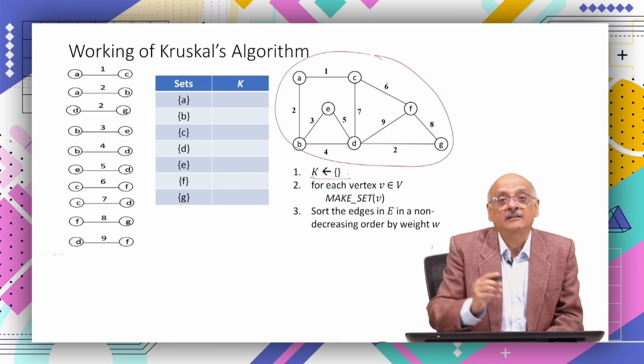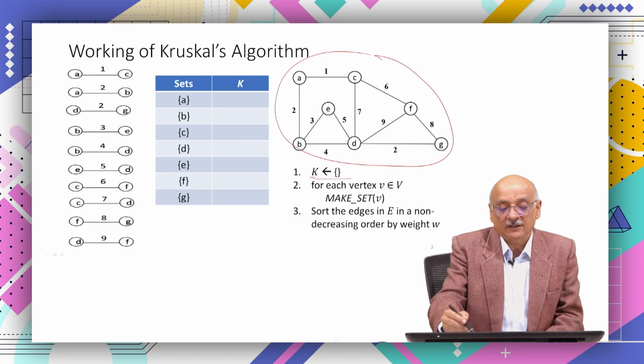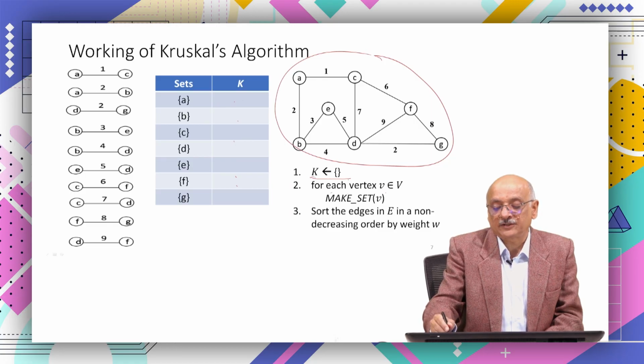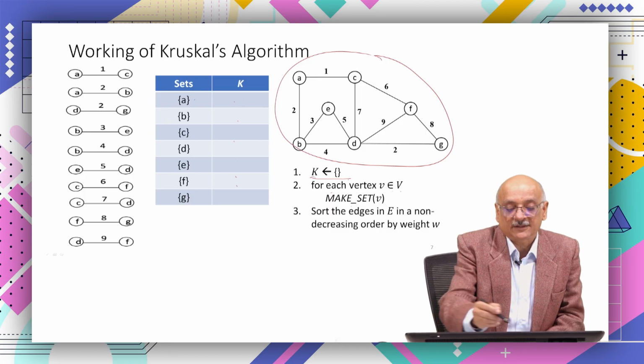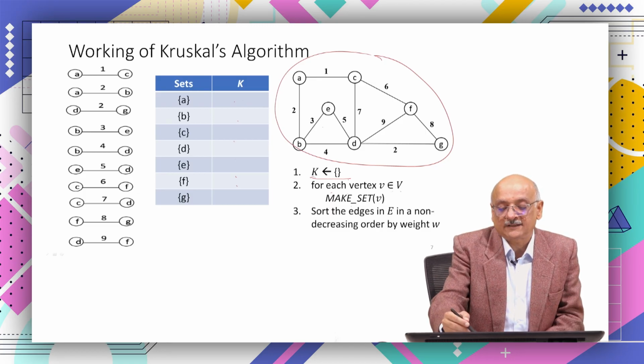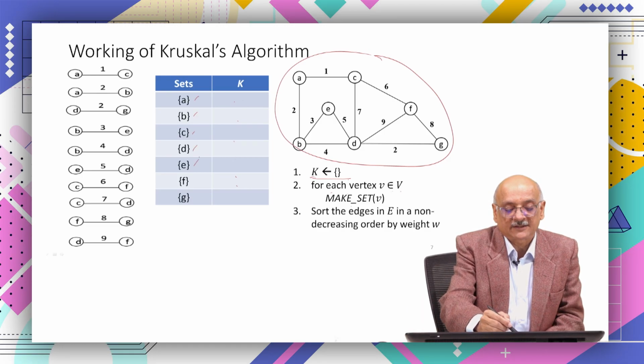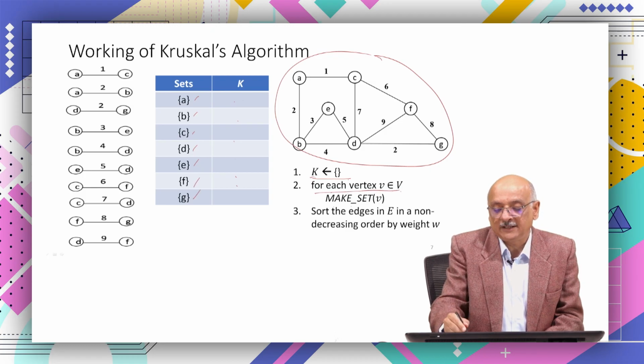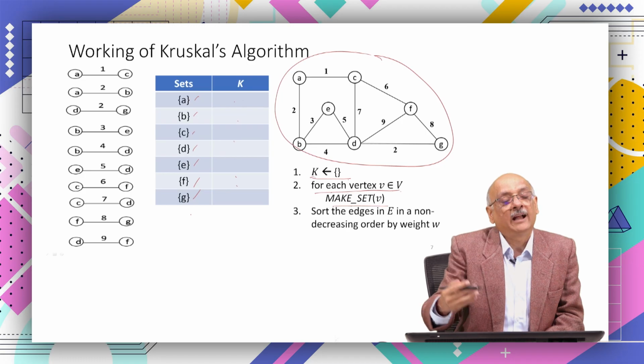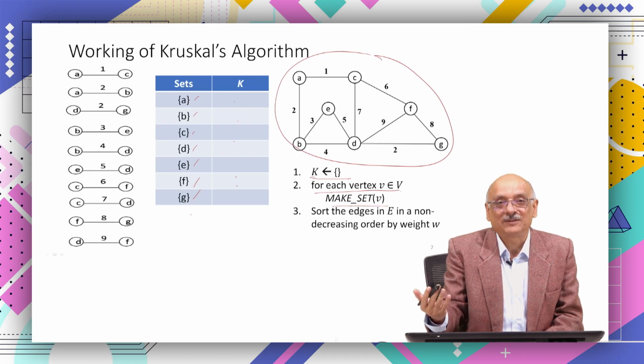We start Kruskal's algorithm by making the set K null. So K right now is just a null set, no edge is there. For each vertex V, which is a member of the set of vertices, make set V. So we make these sets. What are these vertices? A, B, C, D, E, F and G. So we have made them as sets. How many sets have been made? As many as the number of vertices. That's what I was saying.